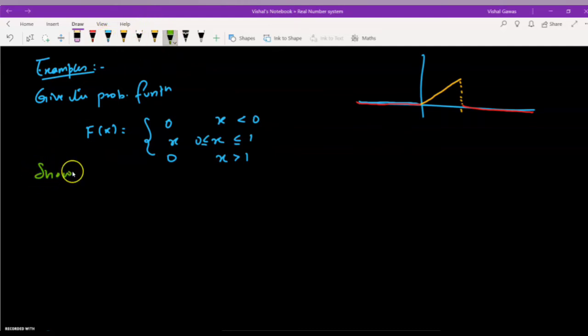For that, f is an area, probability density. So the function, probability density function is a probability function.